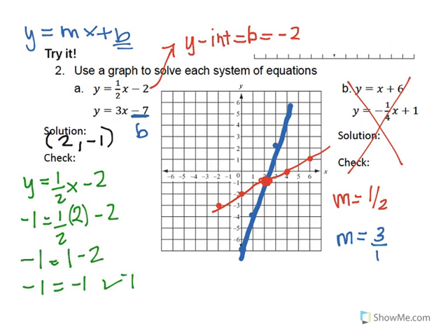Check. That is true. So it does appear that we have the right solution as the ordered pair, the point of intersection, 2, -1. Plug it in and double check that it also works in the second equation. You'll find that it does.